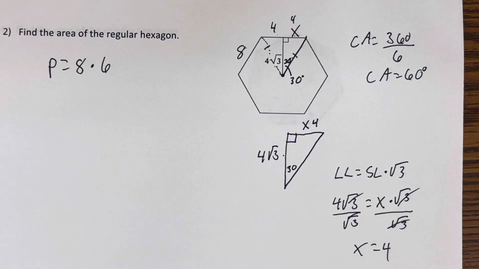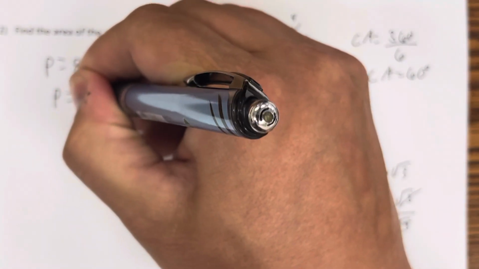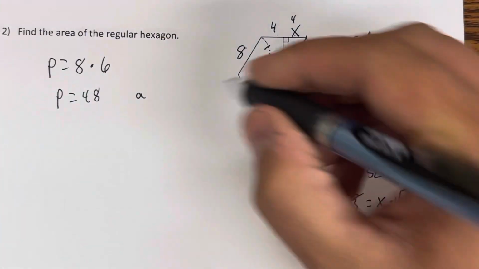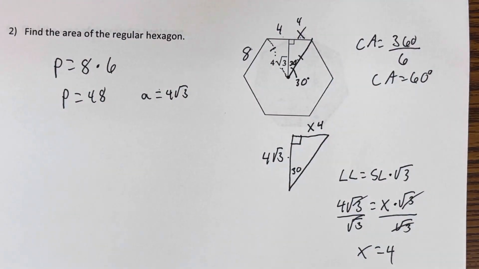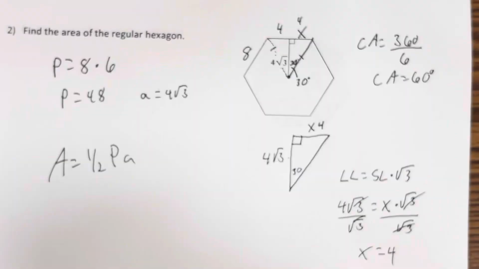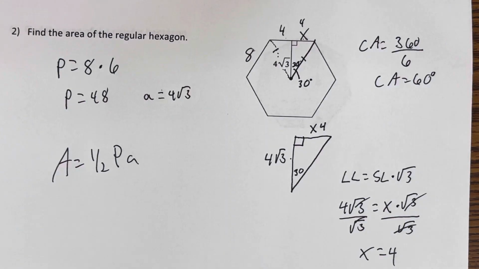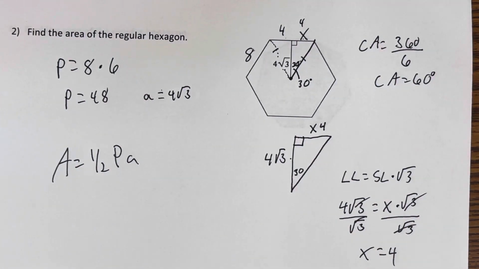8 times 6 is 48. So we know our perimeter is 48, and I know the apothem is 4 times the square root of 3. So, final formula. Area equals 1/2 times the perimeter times the apothem. You might also see that referred to as apothem times perimeter. It goes both ways. The order's not important.